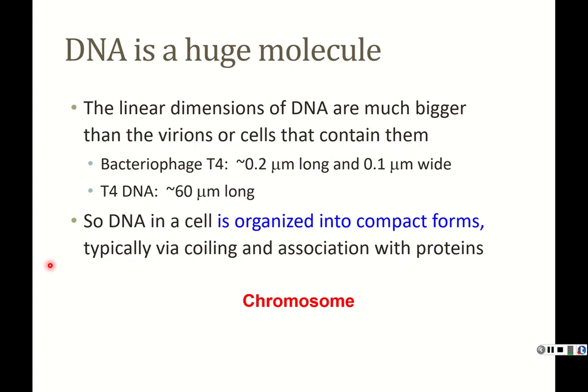DNA is a very big molecule. We'll see some examples of this, but when you look at the length of a DNA molecule in a given cell type, it's really quite a bit longer than the cells that it goes into. So it has to be organized and compacted very tightly to fit in these cells. And that's where we get this term chromosome. That's when DNA is coiled and tightly packed, usually with the help of proteins. We call this a chromosome.